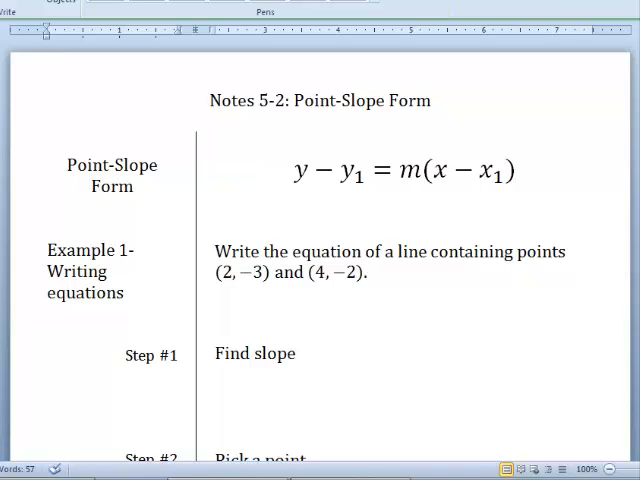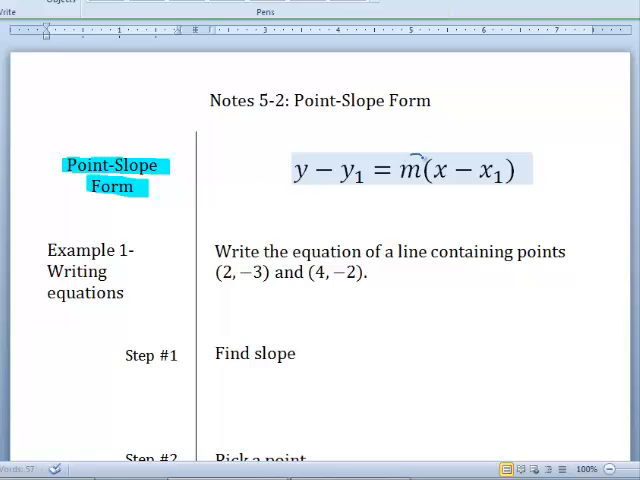Point slope form is another form of an equation we can use to graph points and understand what the graph looks like. It's very versatile, as you'll see today. As we talk about point slope form, there are a couple of things we can find from it. The form is y minus y1 equals m parentheses x minus x1.